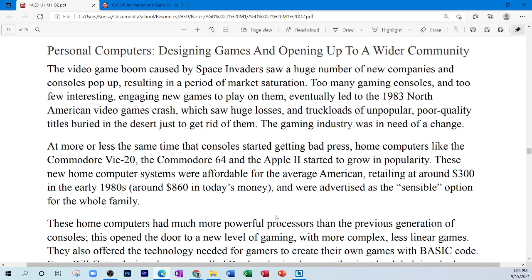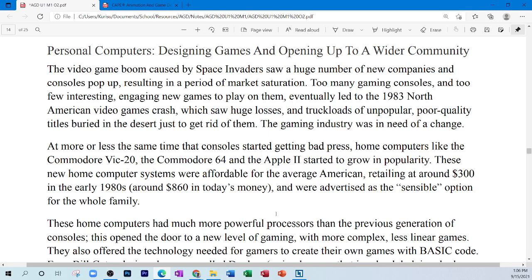The video game boom caused by Space Invaders saw a huge number of new companies and consoles pop up, resulting in a period of market saturation. Too many gaming consoles and too few interesting, engaging new games to play on them eventually led to the 1983 North American video game crash, which saw huge losses and truckloads of unpopular, poor quality titles buried in the desert just to get rid of them. The gaming industry was in need of a change.